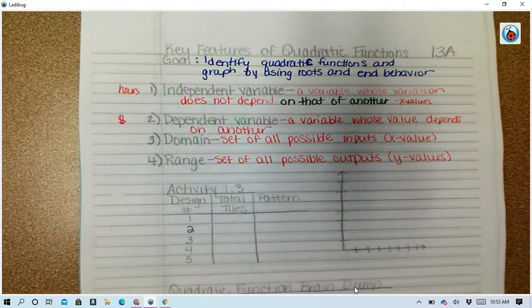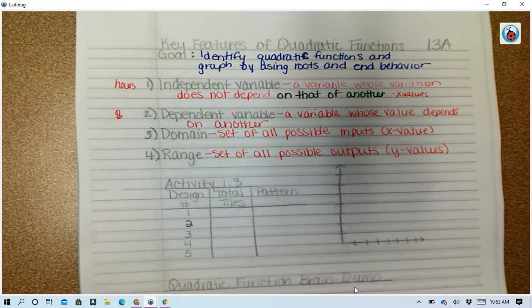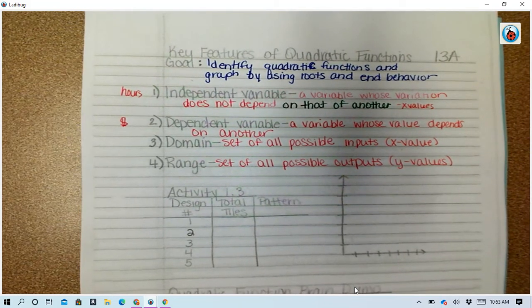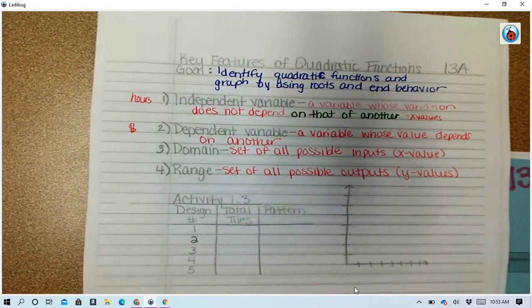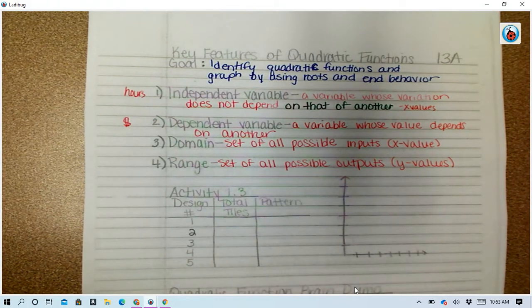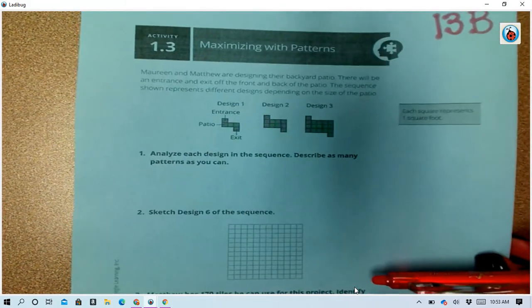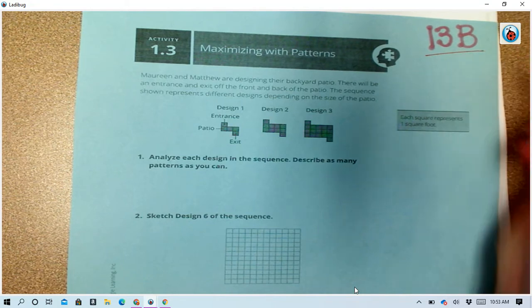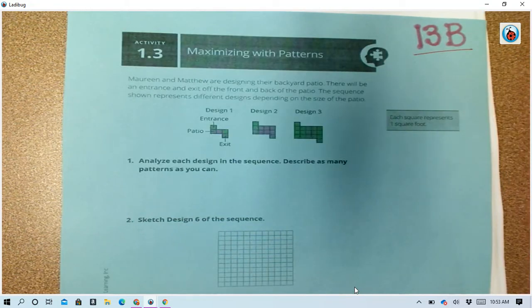Then we are going to move to that page in your textbook. We are going to move to that page in your textbook. So we're going to use page M113. So it's going to be activity 1.3. You're going to go ahead and number that page 13B because it will go in the inside of your folder, in the prongs of your folder.